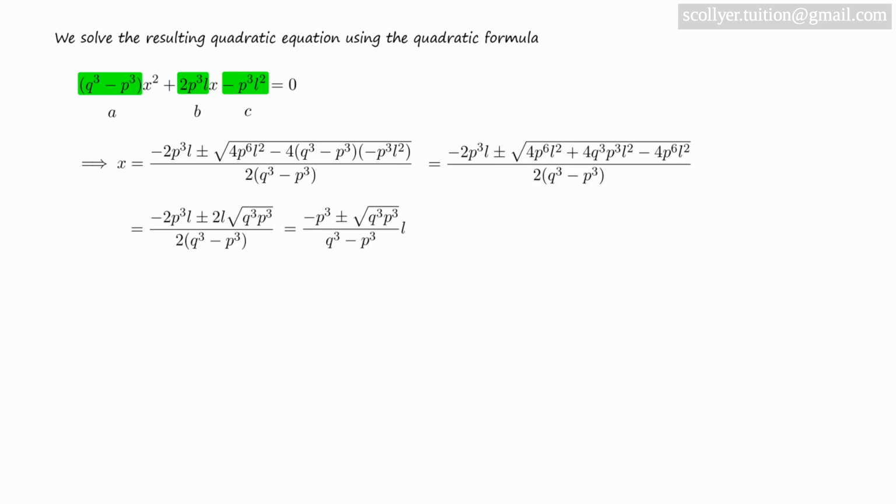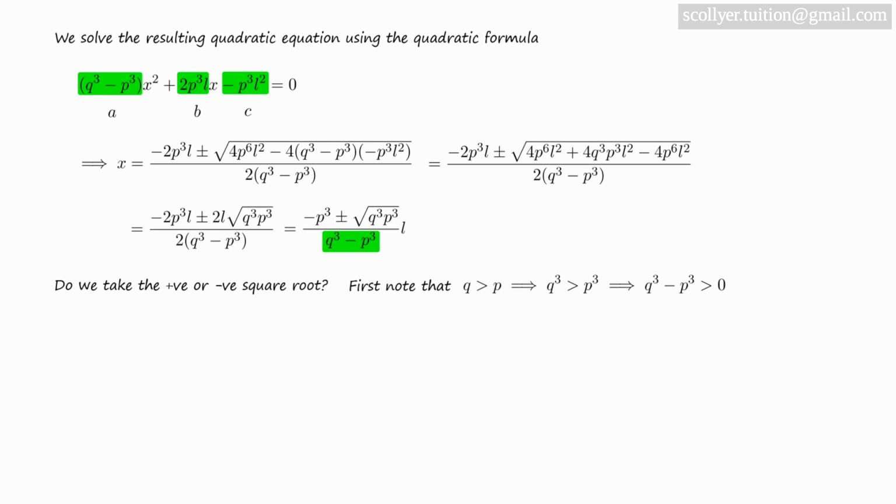To find that x equals minus p cubed plus or minus the square root of q cubed p cubed over q cubed minus p cubed times L. So now the question is, should we take the positive or negative square root? Well, first we can see that q is greater than p, so that q cubed is greater than p cubed, so that q cubed minus p cubed is greater than 0. And so this denominator is positive.